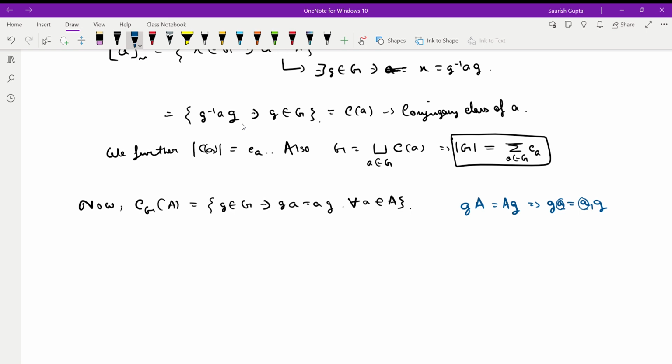Right? Okay. So precisely now, if I restrict A to a singleton set, the centralizer of capital A is usually denoted simply as the centralizer of the element small a. It precisely consists of all those elements small g in capital G which commute with a. That's as simple as that. Okay.